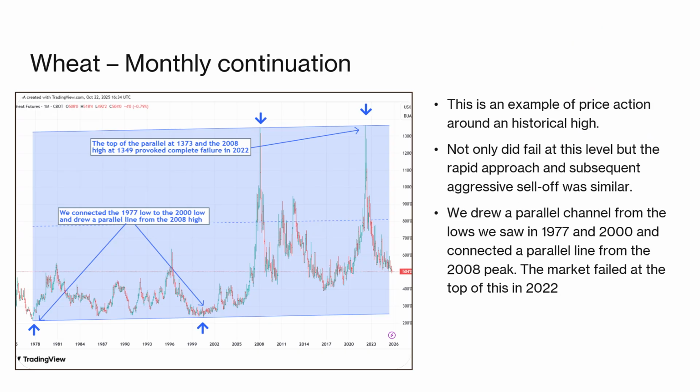This is an example of a monthly chart. It's a very long-term chart. And this is the example that we saw in 2023, price action around a previous historical high. Not only did the market fail at this level, but the rapid approach and subsequent aggressive sell-off was very similar to the price action that we saw in 2008.